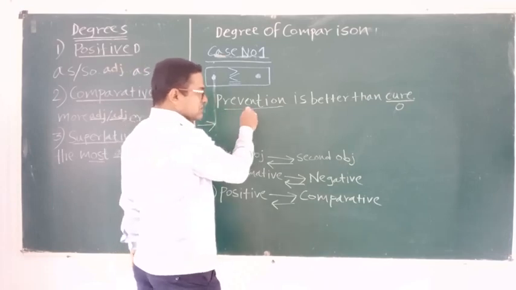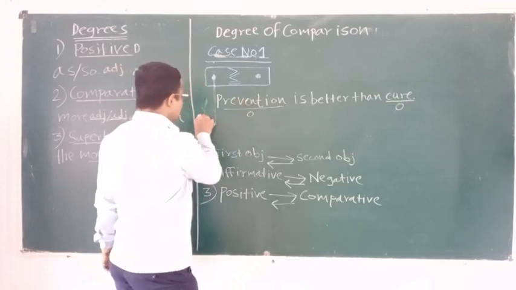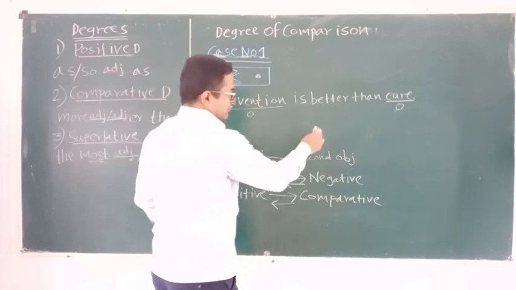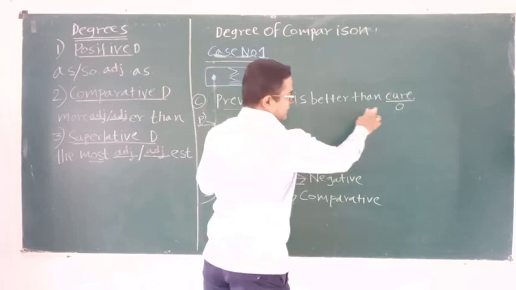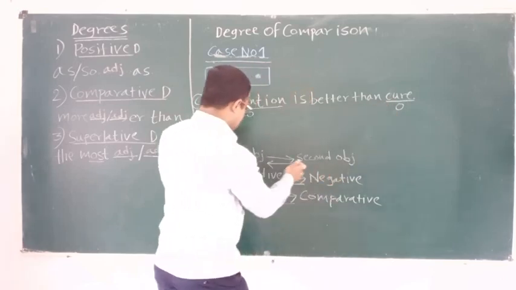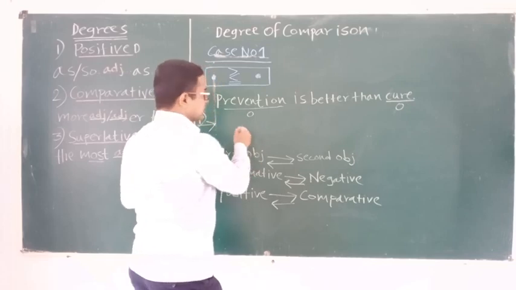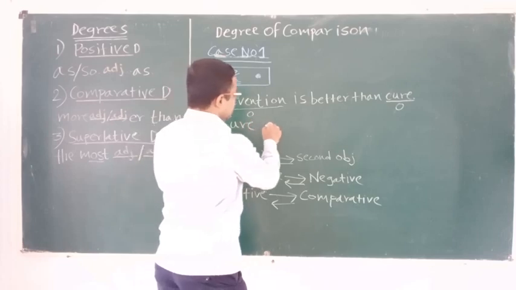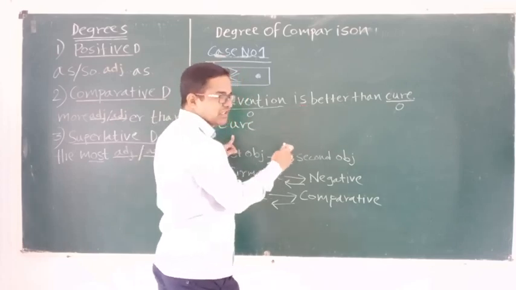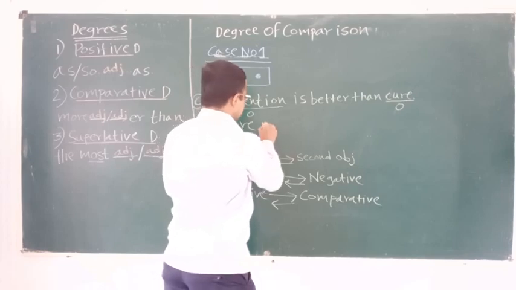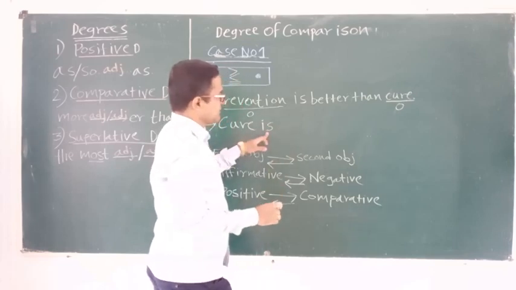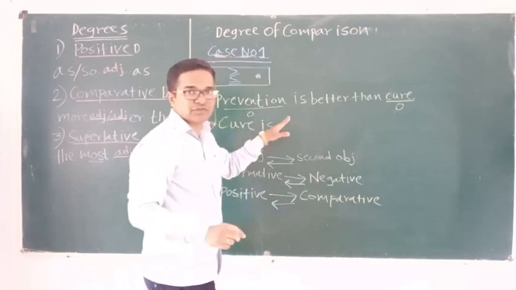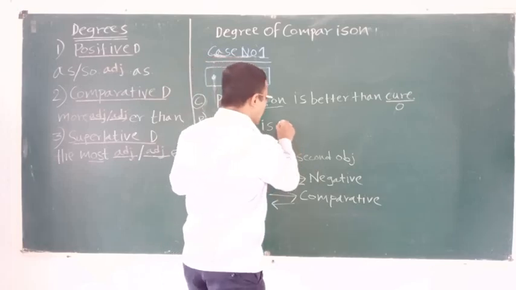The given sentence is in comparative degree. We have to change it into positive. So this is the first object and this is the second. So the second object comes at the first object's place. Cure is. We can't change the tense of the sentence. Cure is. Now we have to use negation. Cure is not.